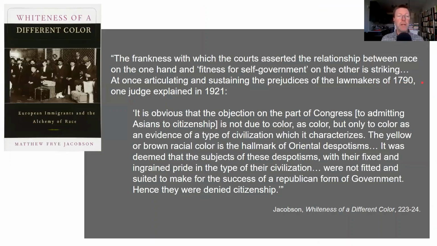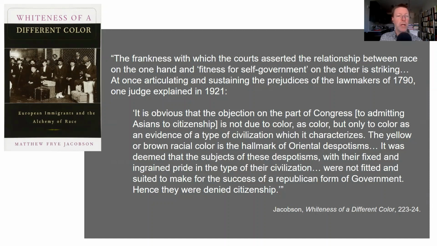The question of fitness for participation in self-government, which is a phrase I think Jacobson uses something like 70 times across his 300 pages. It's a phrase really common in all of these books we've been reading in the colloquium. The question of the inherent fitness for participation in self-government lies beneath these constructions, not only in 1790, but still here in the 20th century.